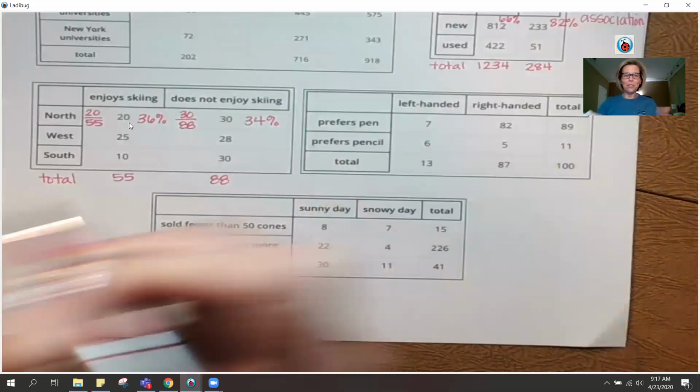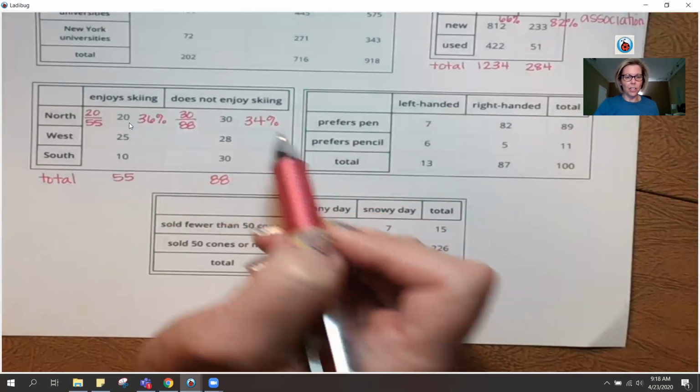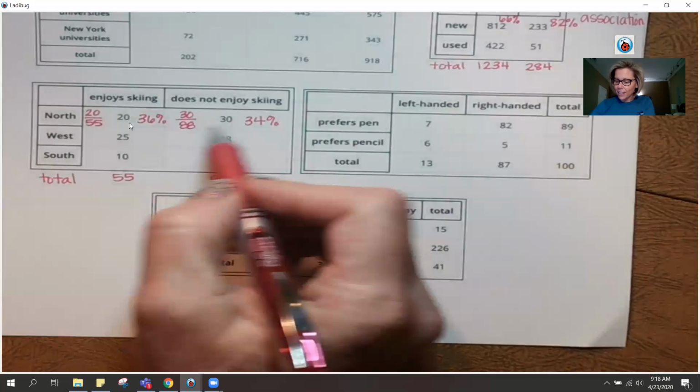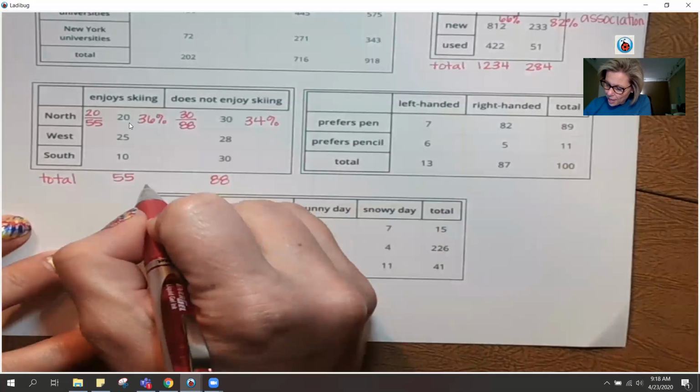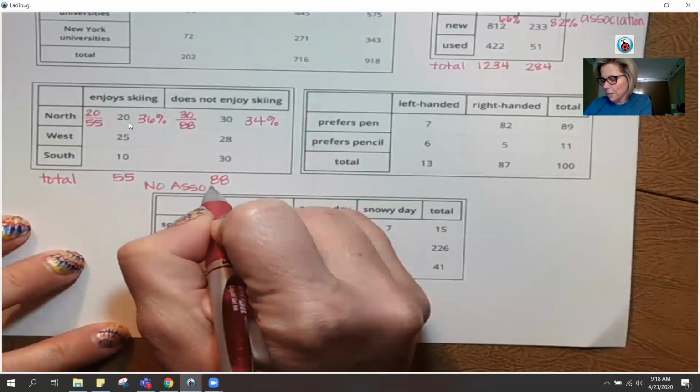So this is where I kind of wish I was able to talk with you guys as if we were still back in the classroom, because then my question to you would be, all right, 36 and 34, are those pretty close together? My guess is you'd look at me like I was crazy, like, why are you asking that question? And you'd be like, yeah, Miss Deaver, those are close together. So here, again, we could say no association because those are close.